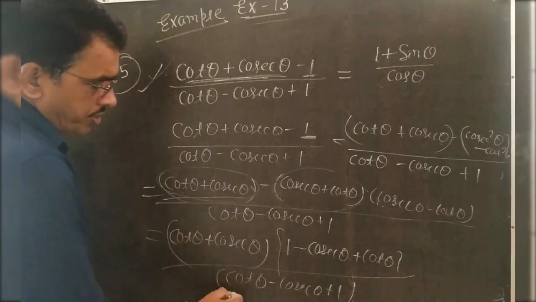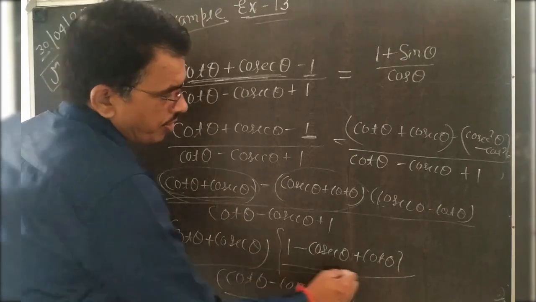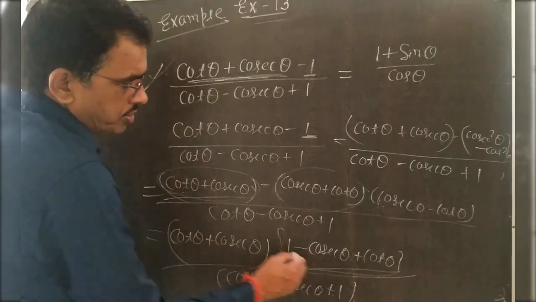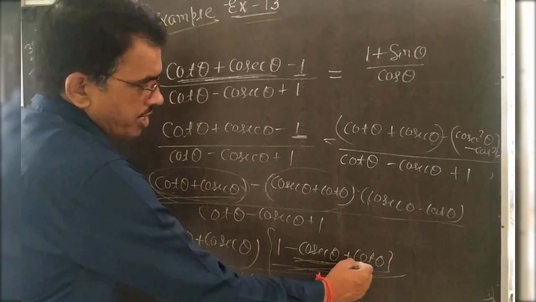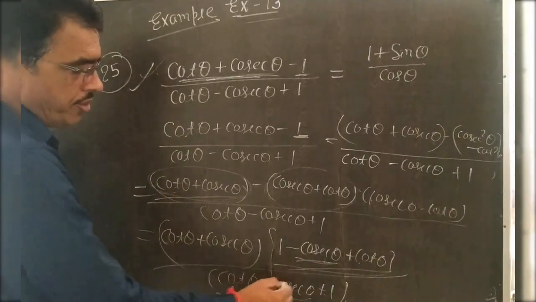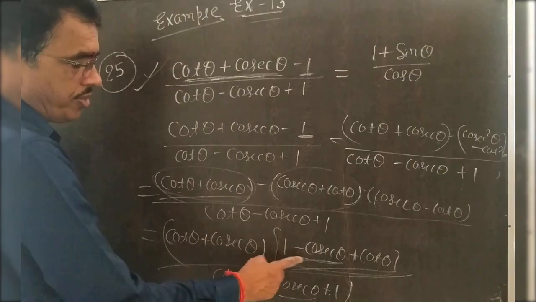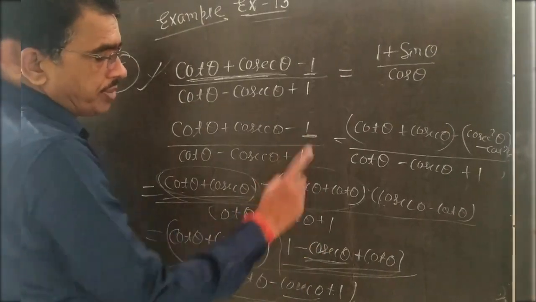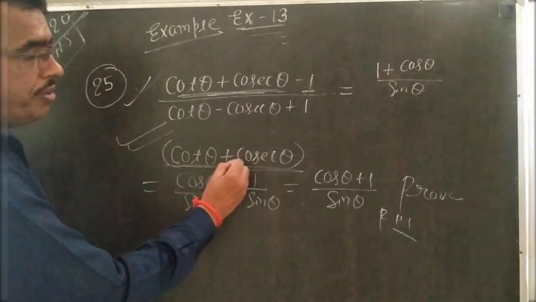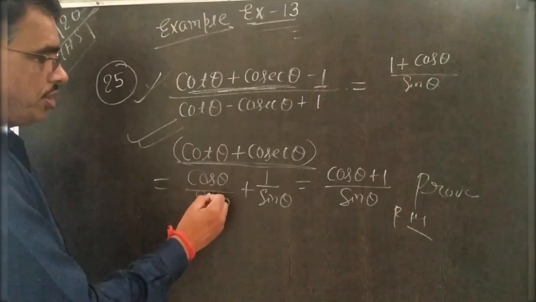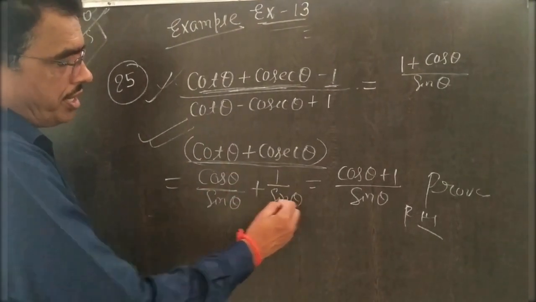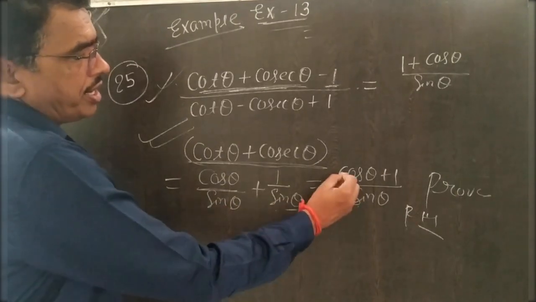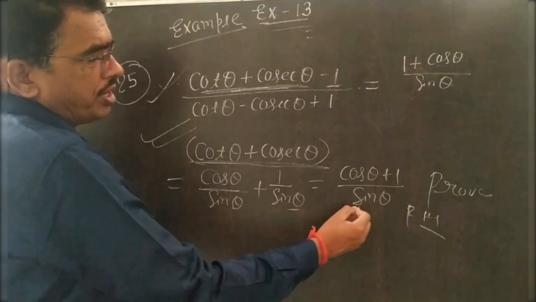You find that this part is always equal to this part. Here is plus 1, here is plus 1. Here is minus cosec, here is minus cosec. Here is plus cot, here is plus cot. Both are always the same. If not the same, then you have done something wrong. It remains cot theta plus cosec theta. This cot theta means cos by sin, plus 1 by sin theta. Take LCM sin, that is cos theta plus 1 by sin theta.